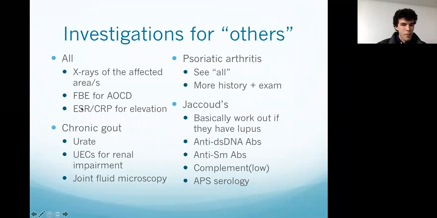So for the others, things that you can think about. So FBC, ESR, CRP, and X-ray is probably reasonable for most arthropathy. Things that you might add on. So chronic gout, you can add on UECs, because uric acid is bad for your kidneys, urate or uric acid itself, and definitely a joint fluid. So you can figure out exactly what's going on. You can rule out an infectious cause. Psoriatic is essentially the same as on this side, and you can also figure it out in history and exam. And Jaccoud's, you basically need to figure out, do they have lupus? So you can do all your lupus tests, anti-double-stranded DNA, anti-Smith, they'll have low complement, and maybe anti-phospholipid serology.